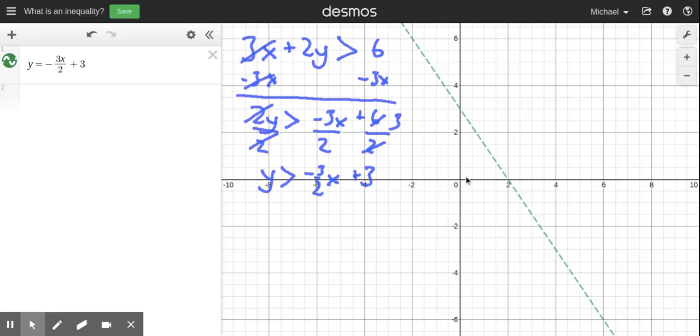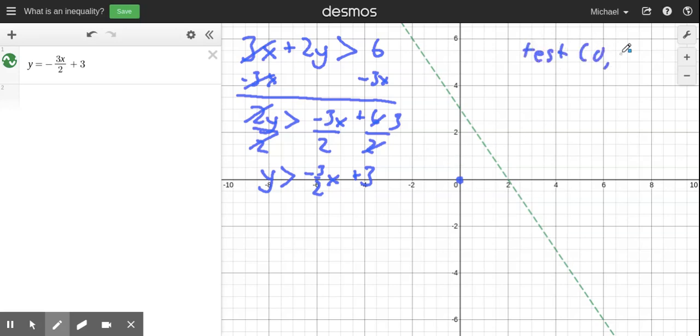Well, I always go for the easy one. If the origin, 0, 0, is available and not on the line, then I always go for that point because it's easy. So let's try that point. I'm going to use 0, 0. That point right there is my test point. So let's test it out.